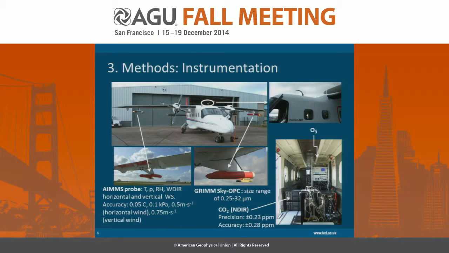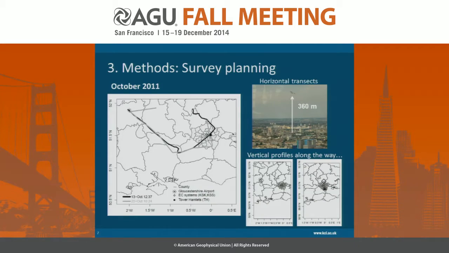So this is the aircraft, and with this aircraft we measure CO2, and complementing these CO2 measurements, we also measure different meteorological variables, and we also had an optical particle counter and ozone measurements. We carried out those flights in October 2011, and because London is a big city, we had a bit of problems with air controllers to choose the flight path that we wanted to fly. So actually we were just granted 2 passes.